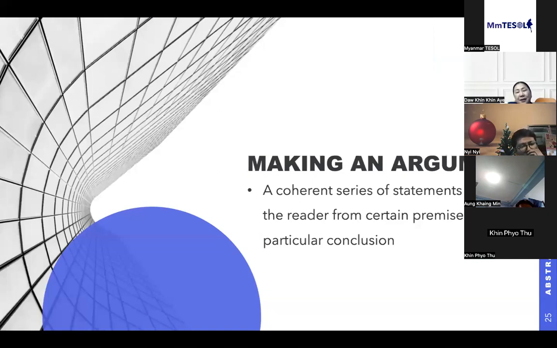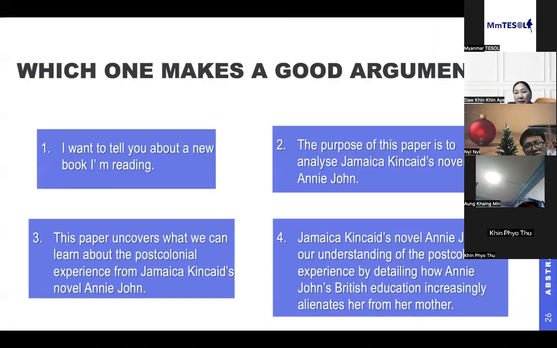Now, making an argument, because sometimes when you write it, it's a kind of summary, even though it's a miniature of your paper, okay? It doesn't mean that it's just a summary, okay? Even though we label it abstract, it must form a kind of argument. Now, there are altogether four options, okay? I would like you to put down in the chat box which one makes a good argument.